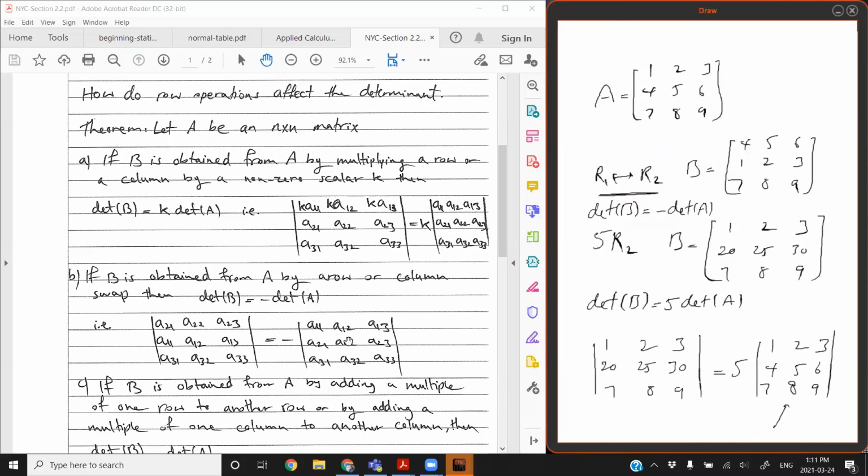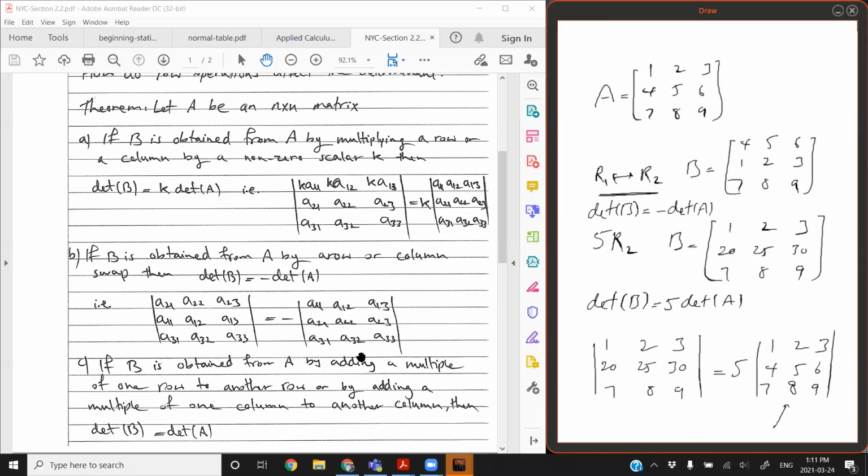And here you have an example in this notation. This is A, and you can see that the entries are in order from A11 all the way to A33. This is A. And what happens if you swap row 1 and row 2? You get this new matrix, B. And the determinant of B would be minus the determinant of A.